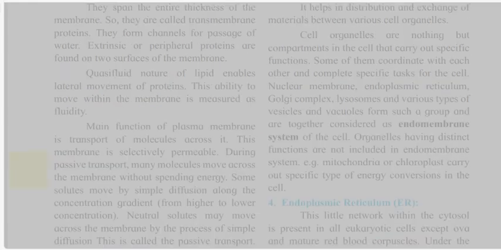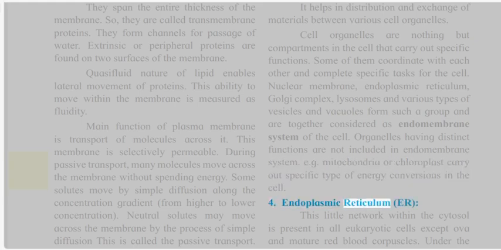It helps in distribution and exchange of materials between various cell organelles. Cell organelles are nothing but compartments in the cell that carry out specific functions. Some of them coordinate with each other and complete specific tasks for the cell. Nuclear membrane, endoplasmic reticulum, Golgi complex, lysosomes and various types of vesicles and vacuoles form such a group and are together considered the endomembrane system of the cell. Organelles having distinct functions are not included in the endomembrane system, e.g., mitochondria or chloroplast carry out specific types of energy conversions in the cell.